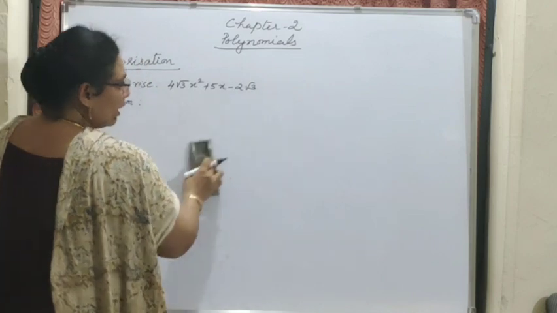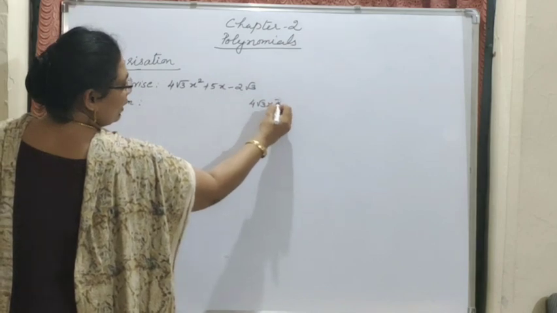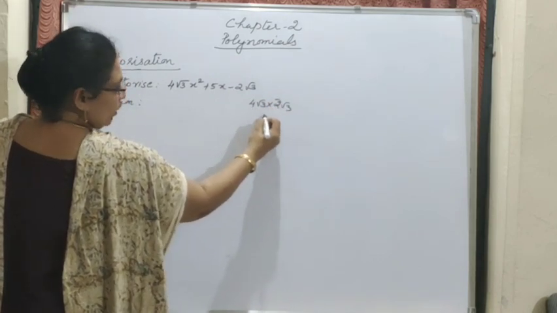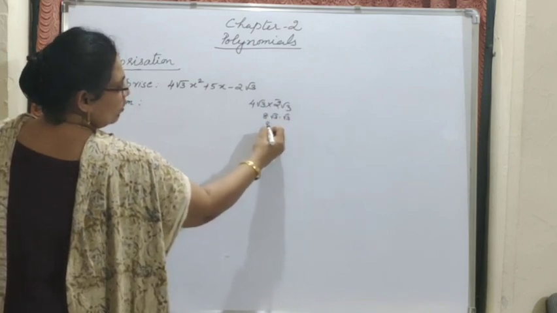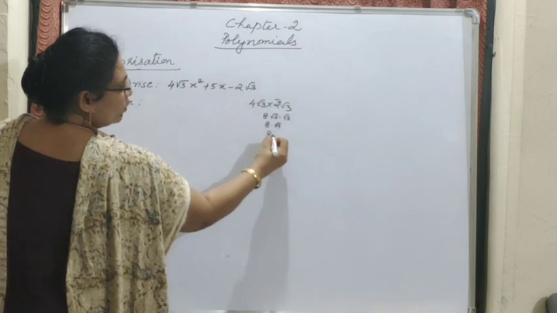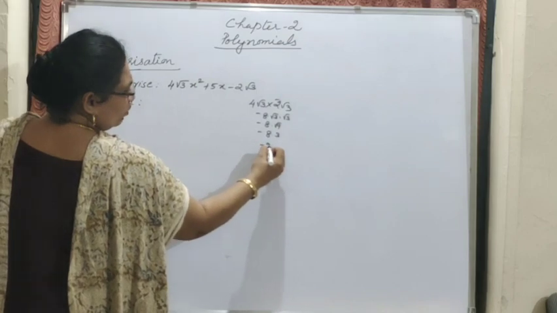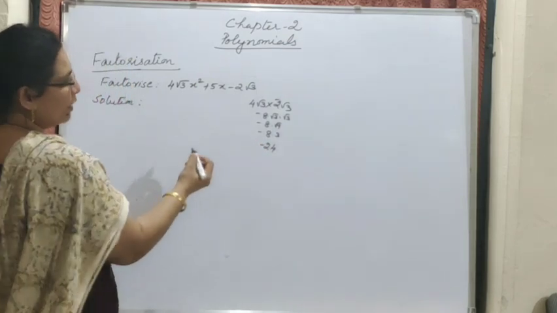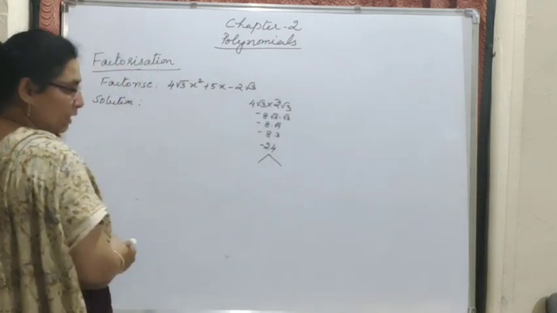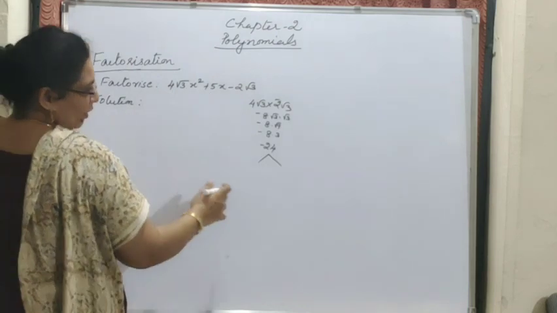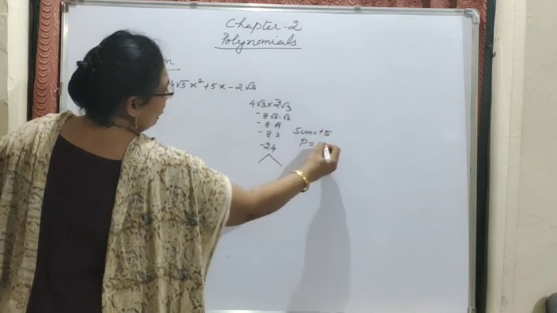I'll repeat once again. What is the coefficient of x square? 4 root 3 to be multiplied with minus 2 root 3. So 4 into 2, 8, root 3 into root 3. I'll write like this: 8 into root 9, that means 8 into 3, all having minus sign. So 8 into 3, what is the answer? It is equal to minus 24. How are we getting the minus sign? So we got minus 24. Now minus 24 factors we should identify where the sum is equal to plus 5.